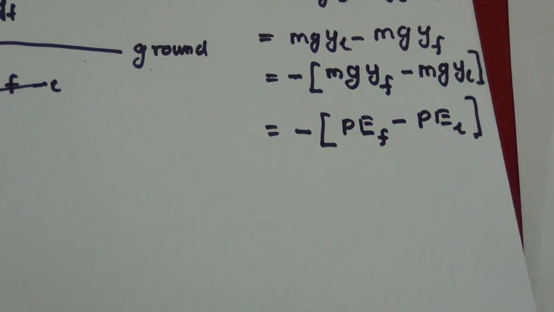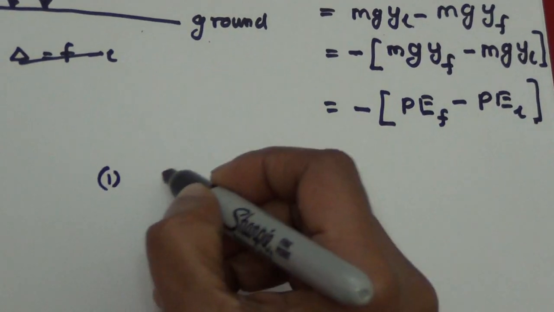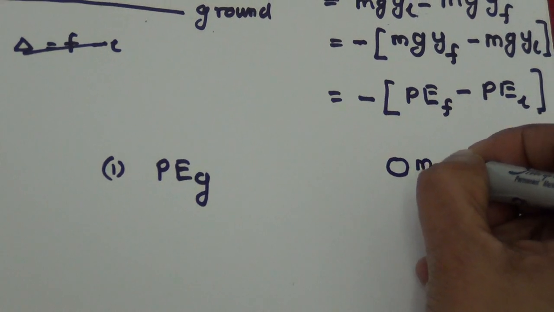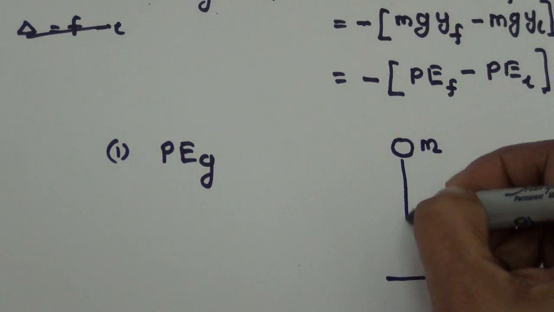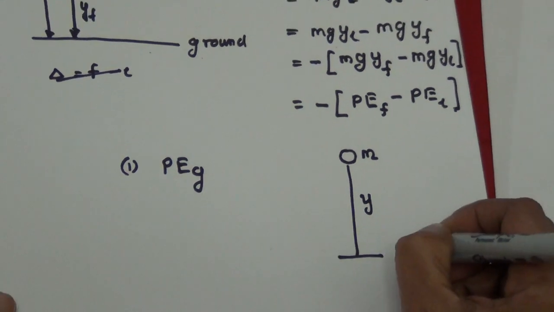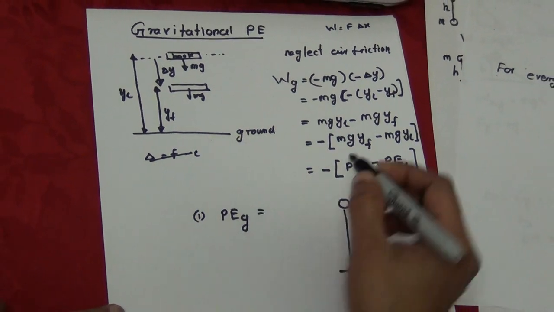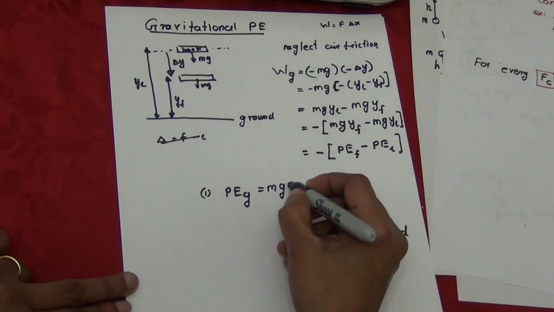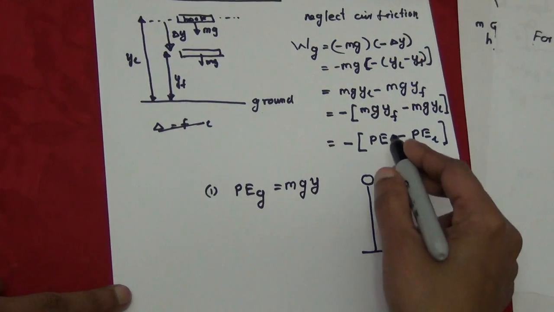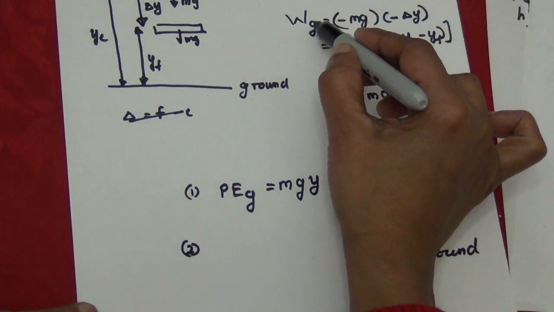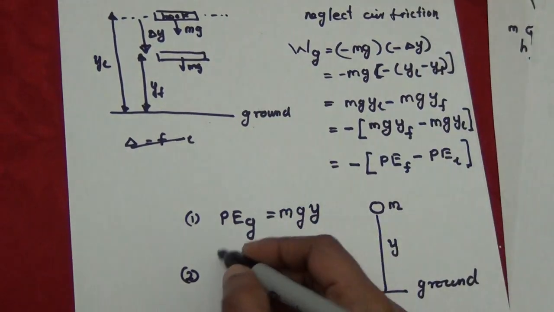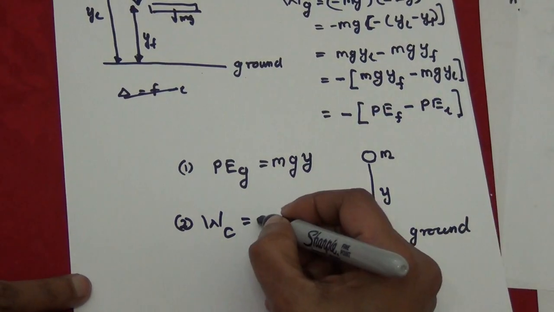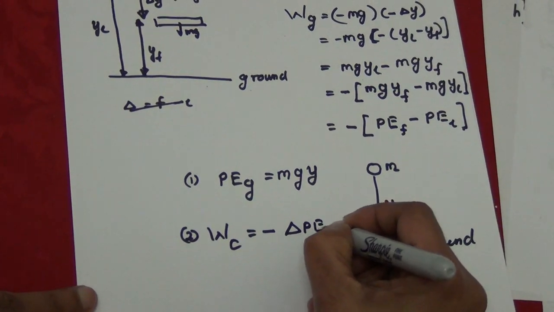So we can now define two things. One, the gravitational potential energy of an object with mass m which is at a height y from the ground can be given by m, its mass, gravitational acceleration, its height from the ground. The second thing we found is, gravity is a conservative force. So I can generalize the rule. Work done by a conservative force is negative change in potential energy, right?